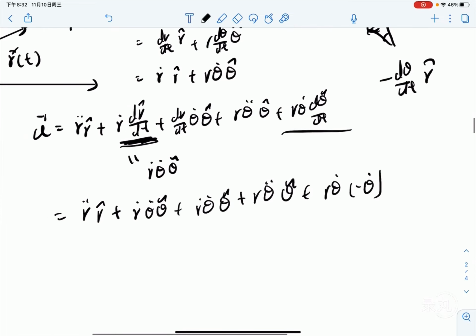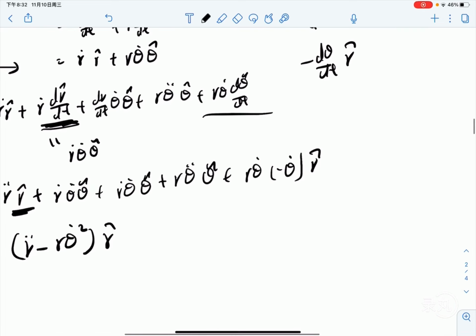So if we combine the terms, this is basically equal to r theta dot squared times the R direction, plus, there's 2 over here, so basically R this plus this term, and times the theta direction.